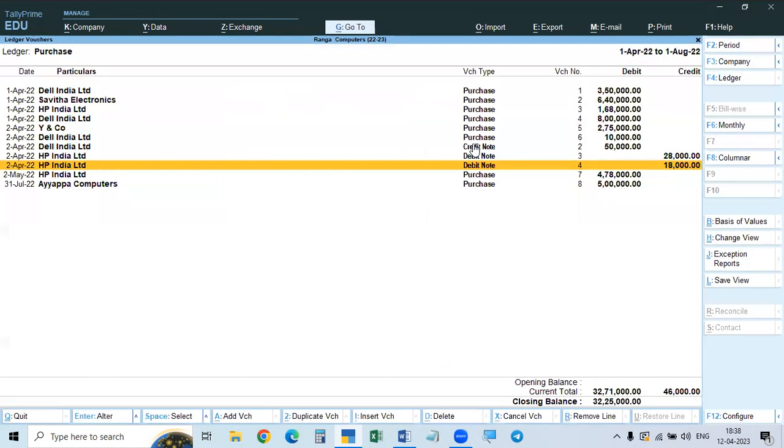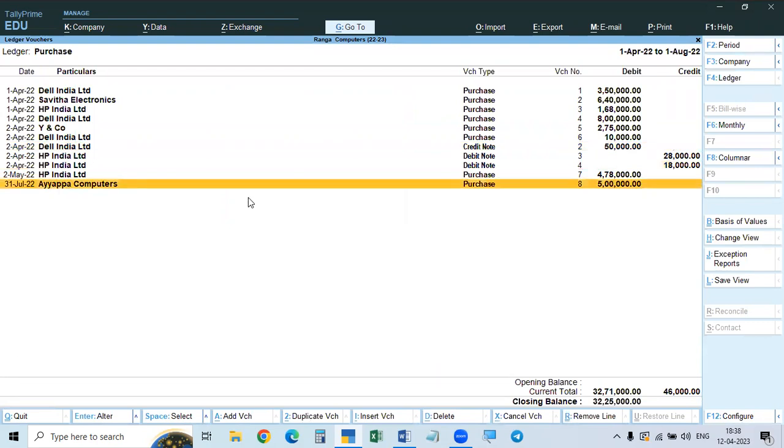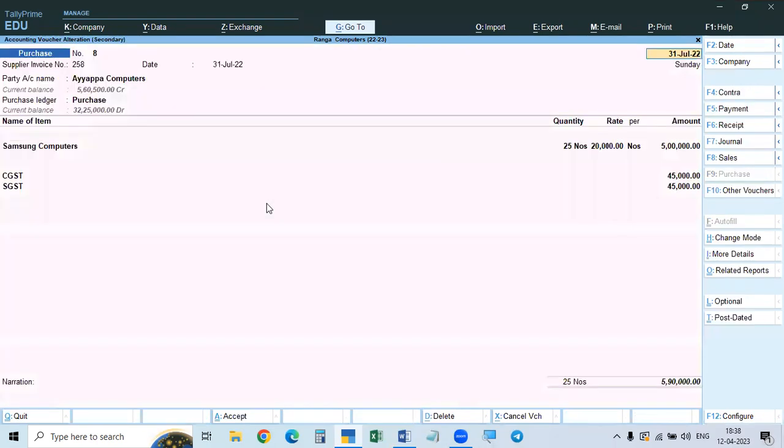So in this case, see here, for example, take 31st May. On 31st May we purchased, invoice number 258. We purchased the goods here, that is from Ayyappa Computers. Samsung computers, we purchased 25. Actually, see here.